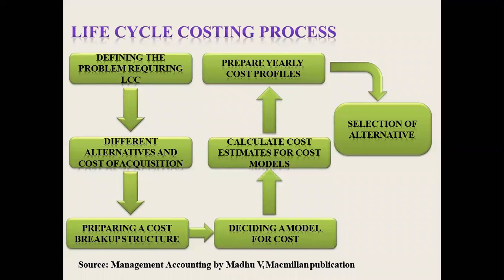And the last one is selection of an alternative. Selection of an alternative, that is the last part. Whichever alternative gives more revenue and less expenditure, or by which alternative the life cycle cost is minimum, that can be selected. So if you follow this process in this flow chart, it is beneficial. Okay. So this is the life cycle costing process.